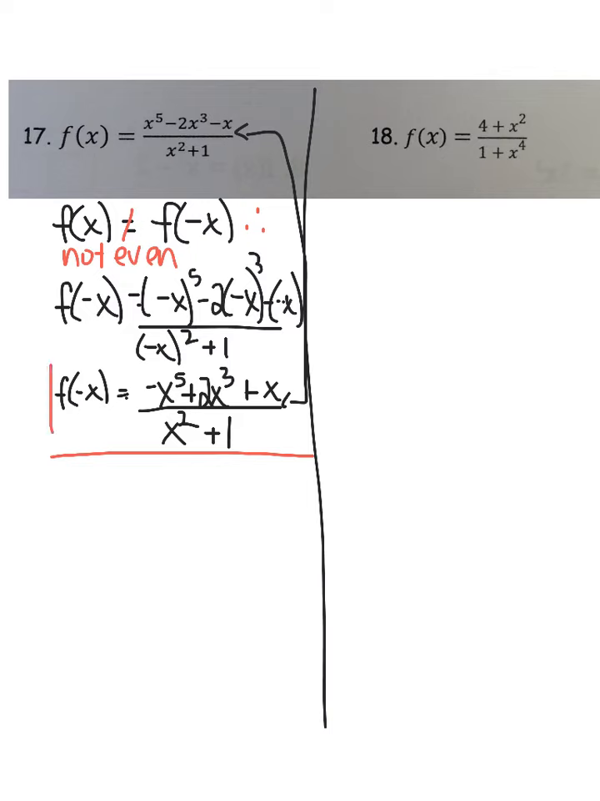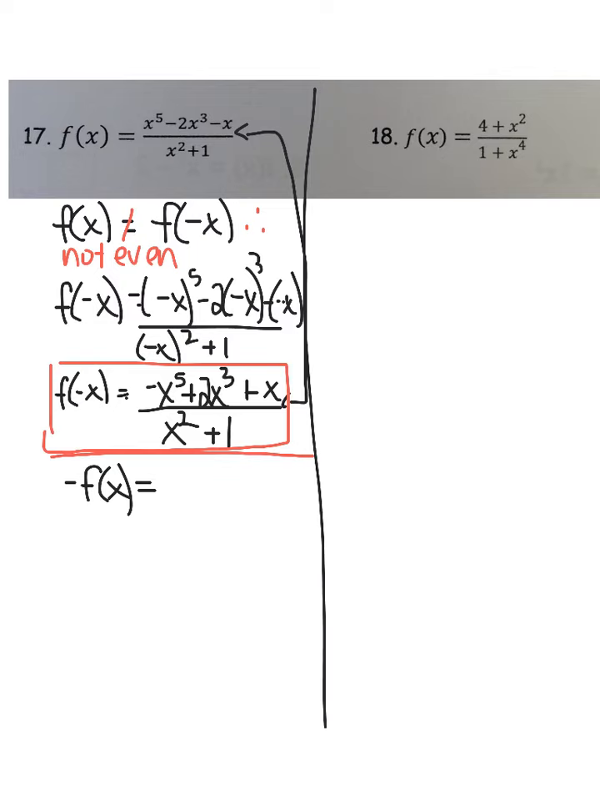Now you know the odd rule is this, f of negative x, and we want to see if it's equal to negative f of x. Okay, so let's start with negative f of x. Now remember, negative f of x, when you have a fraction, you can negate the numerator or the denominator. You cannot negate both. So I notice if I look at this numerator here and I negate everything here, it will match that. So I'm going to go with negate the numerator, okay?